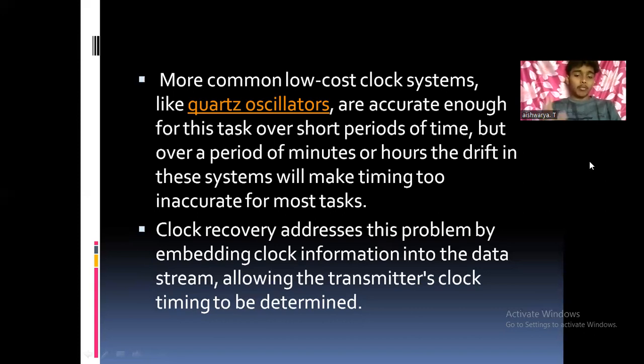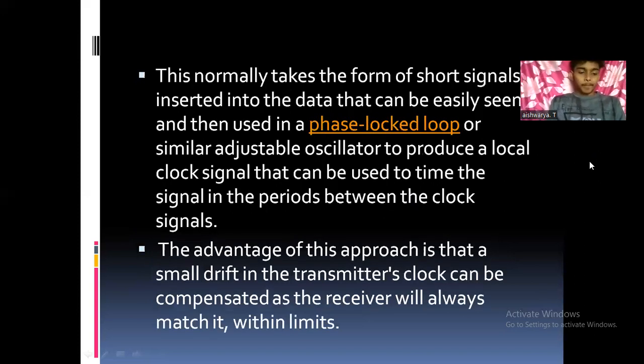Clock recovery addresses this problem by embedding clock information into the data stream, allowing the transmitter's clock timing to be determined. This normally takes the form of short signals that we can insert into the data and that can be easily seen, and then use in a phase locked loop (PLL) or a similar adjustable oscillator to produce a local clock signal that can be used to time the signal in the periods between the clock signals and the clock recovery data.